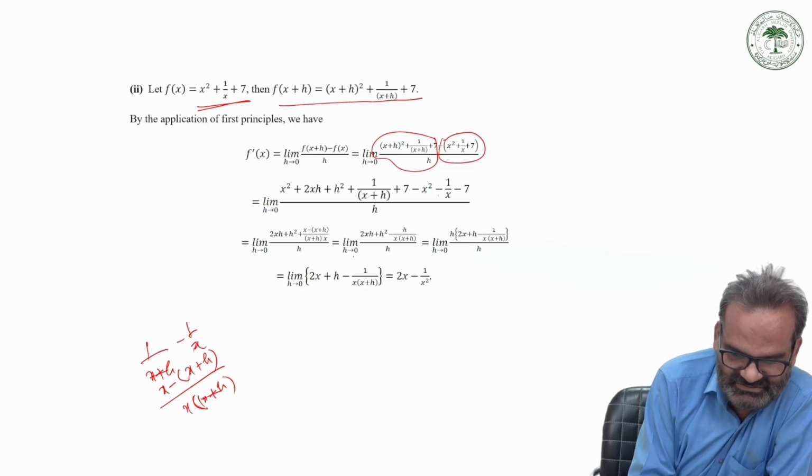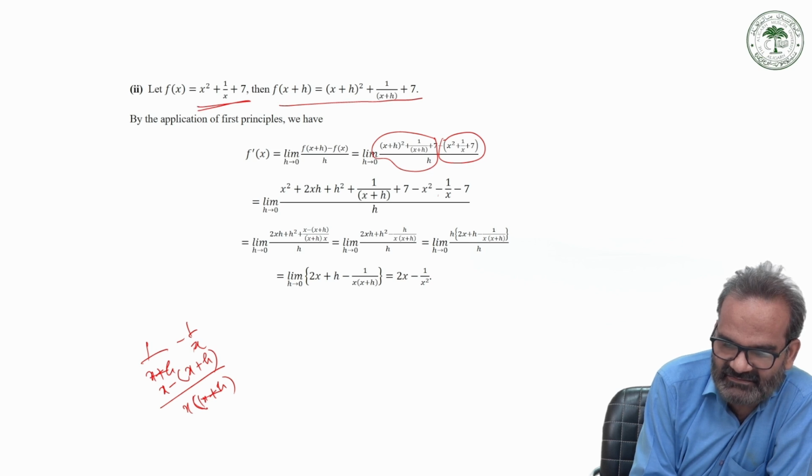This is equal to limit h tends to 0, 2xh plus h square plus x minus x plus h. X and x will cancel out. What is left here? H. In the denominator, we will have the same term, divided by h.